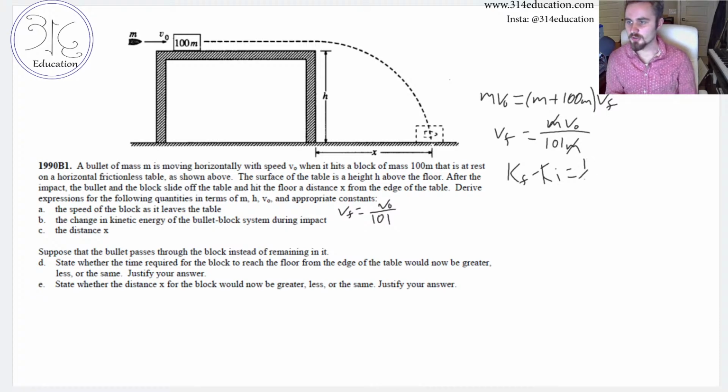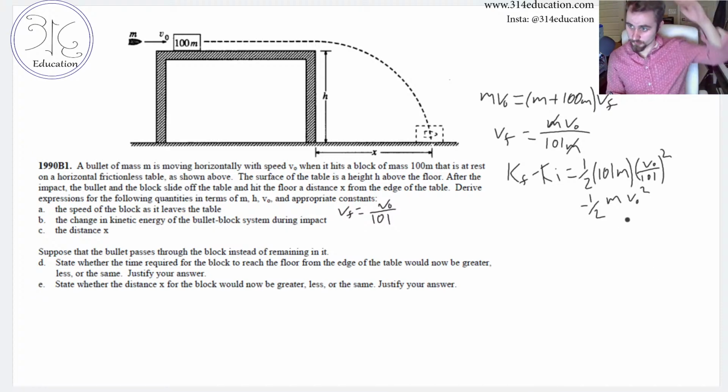Our final kinetic energy is going to be 1/2 times our mass, 101m, times our final velocity, v naught over 101, squared. And then we're going to subtract 1/2 times our initial kinetic energy, which was just the kinetic energy of the bullet. Remember how our block was not moving. So this is just 1/2 m v naught squared. The 101 squared cancels with one of these 101s, giving us a loss in kinetic energy.